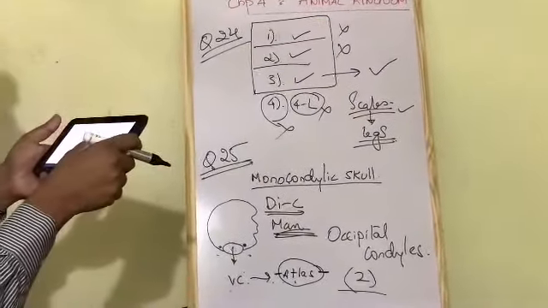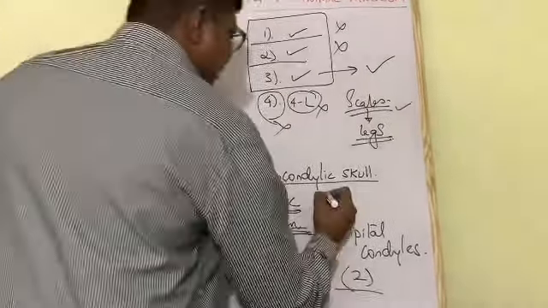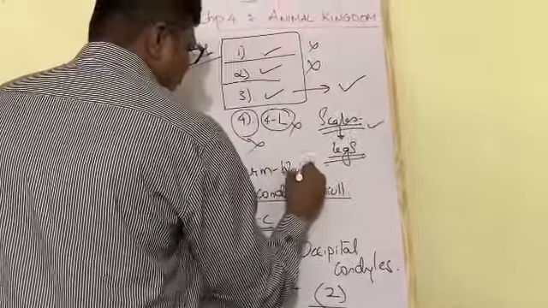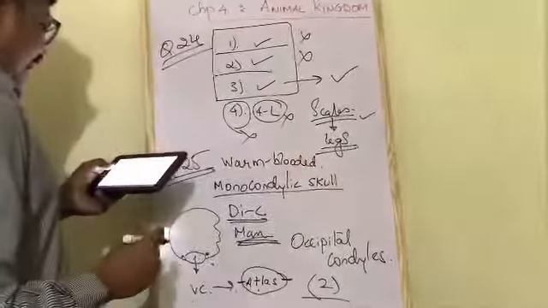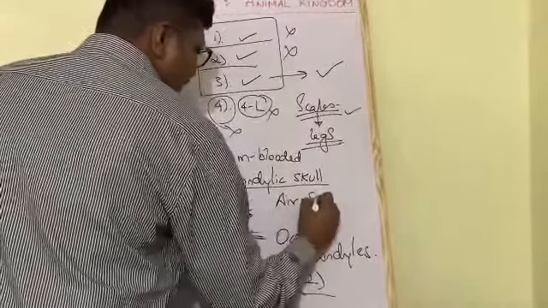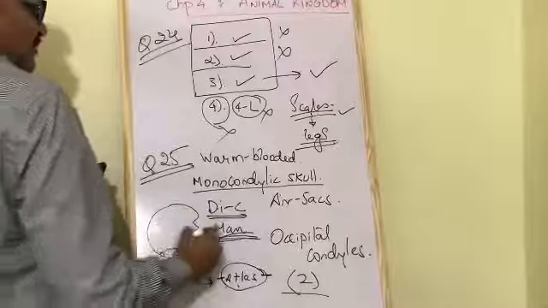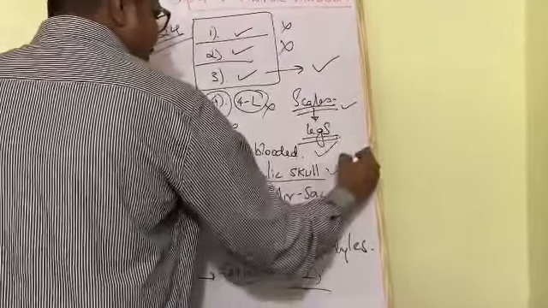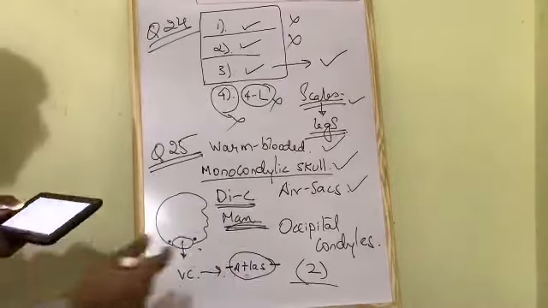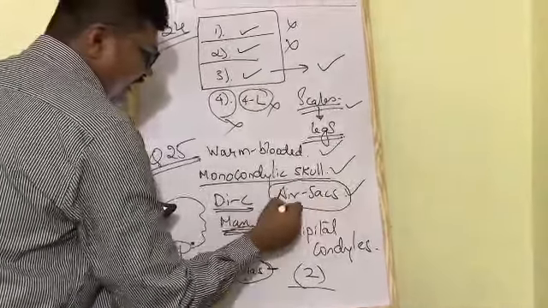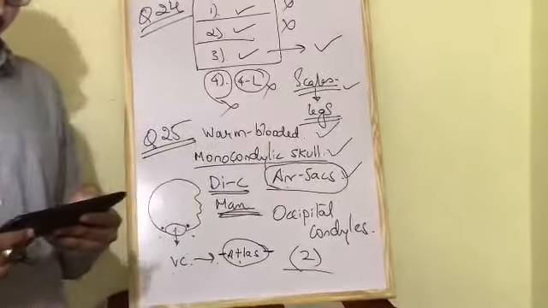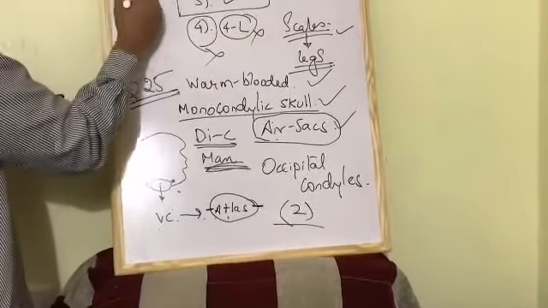Next, apart from monocondylic skull, the next option given is warm-blooded. And the third one is air sacs. So out of the given 4 options, we are supposed to select an animal which is warm-blooded, has a monocondylic skull, and has air sacs present in its lungs. Now from this, it is very clear which animal it is, but still we are going to see the 4 options. The first option is reptiles, which is incorrect.